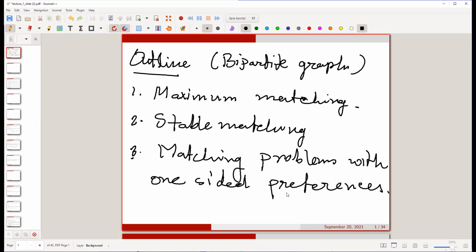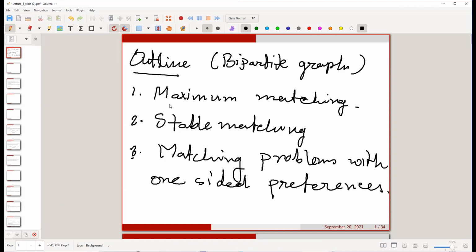And for the matching problem with two-sided preferences, one example is: suppose there are n men and n women, and each has a preference over the other gender, and now we have to pair these n men and n women into n couples, such that for any unmatched couple, they don't prefer each other over their current partners. I'll come to that. That will be our stable matching problem.